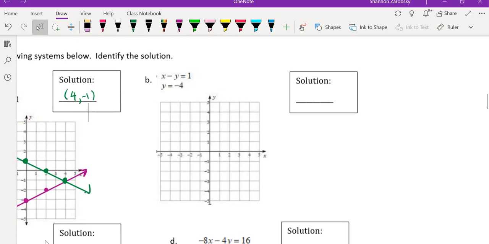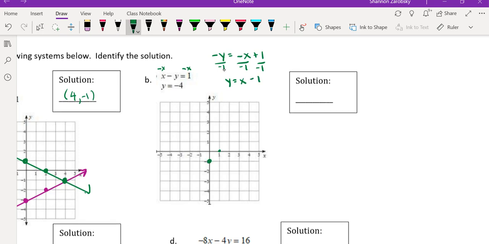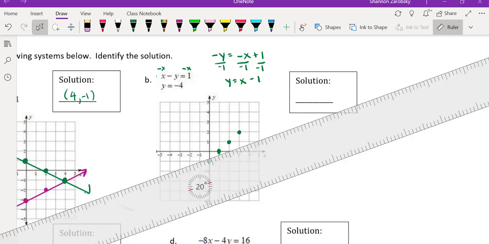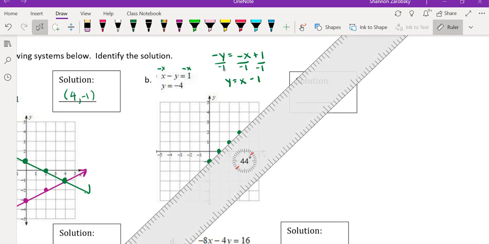Alright, in letter B, make sure that you convert the equation into slope-intercept form if possible. So I need to subtract x. Sorry, I'm writing it above. So I have -y is equal to -x plus 1. I'm going to go ahead and divide everything by -1. So I have y equals x minus 1. So y-intercept and then slope of 1. So we have that up and to the right. And go ahead and draw in my line.